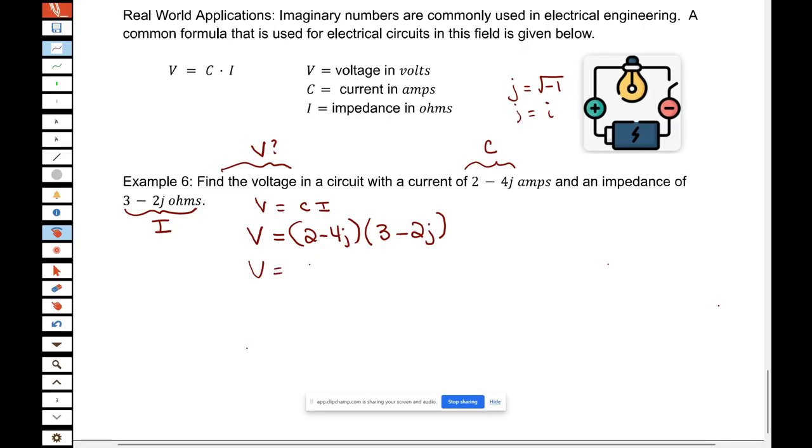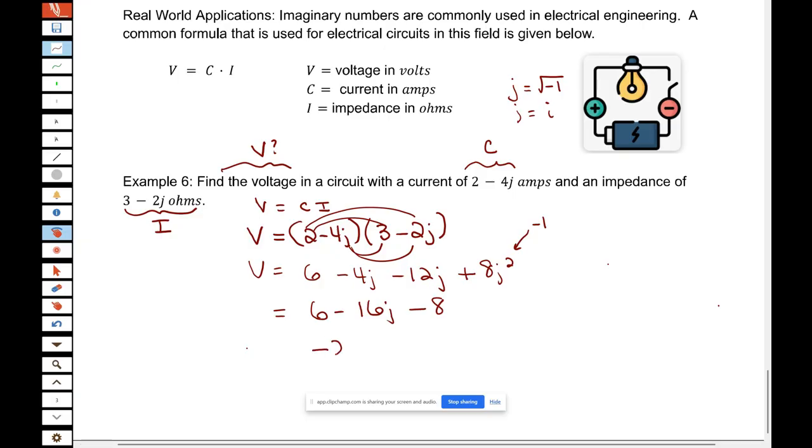So FOIL, minus 4J minus 12J minus 8J squared, and we're going to plug in a -1 for that. 6 minus 16J minus 8. So -2 minus 16J volts is how many volts is going through that wire.